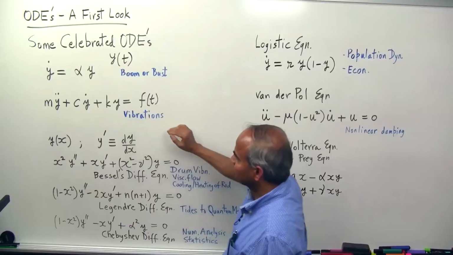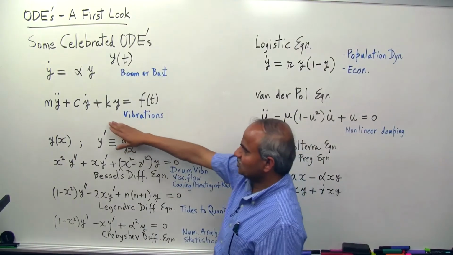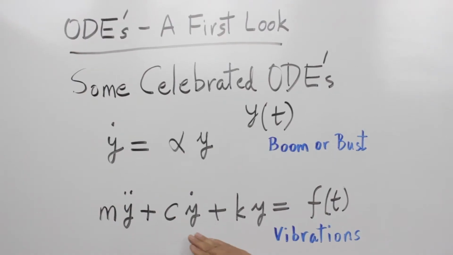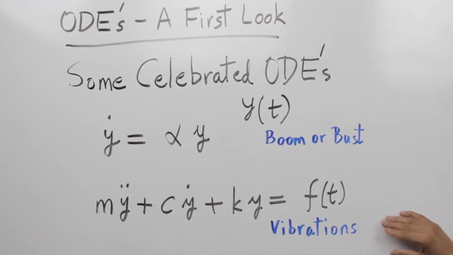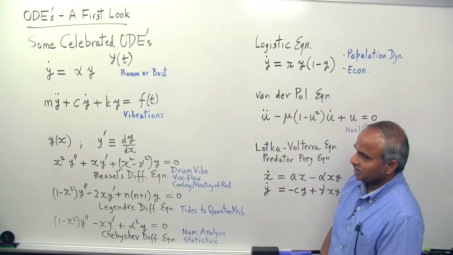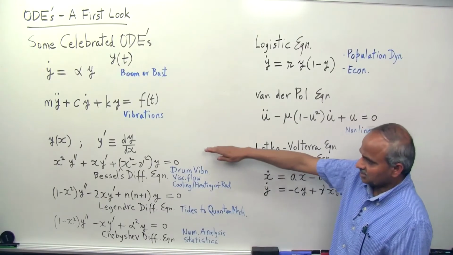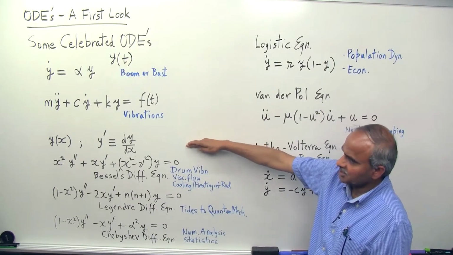The second equation here, which is a second order equation, m y double dot plus c y dot plus k y equals f of t on the right hand side, is again a familiar equation describing vibrations, oscillations in a variety of contexts, from mechanical to electrical to other systems. Let's now consider some more examples of second order differential equations.